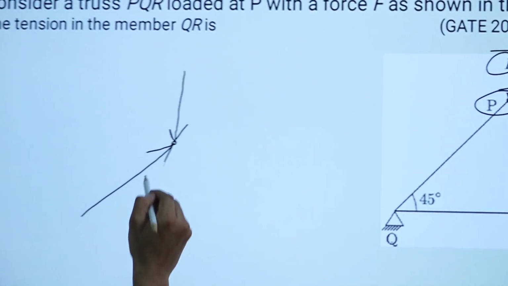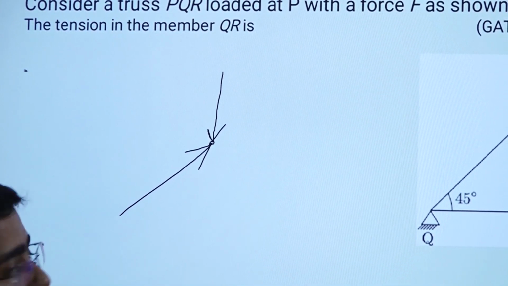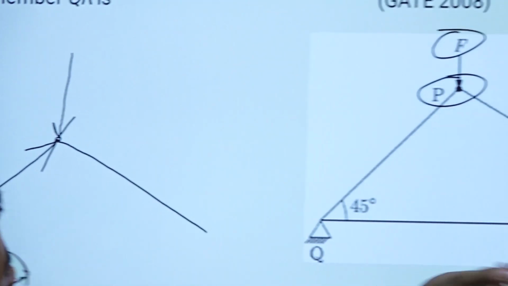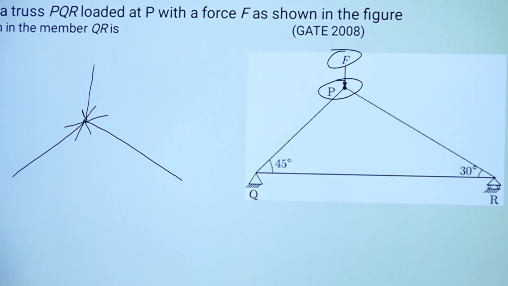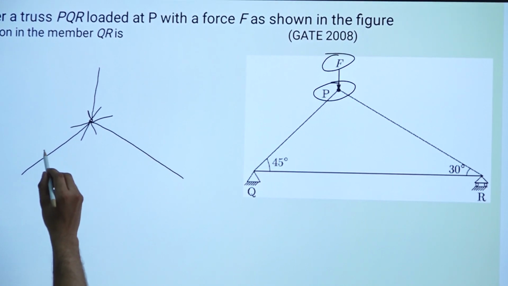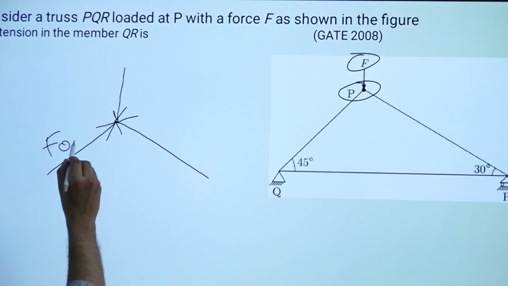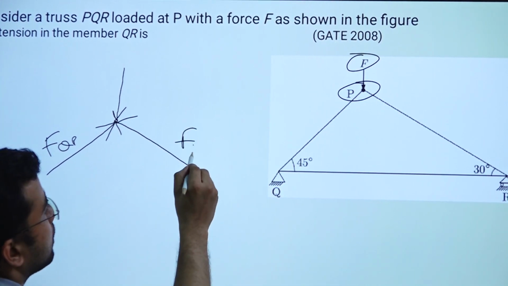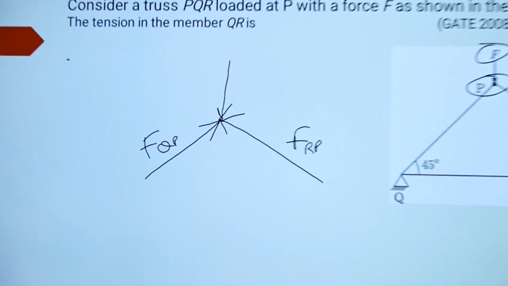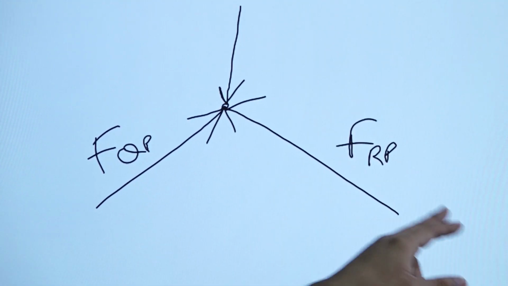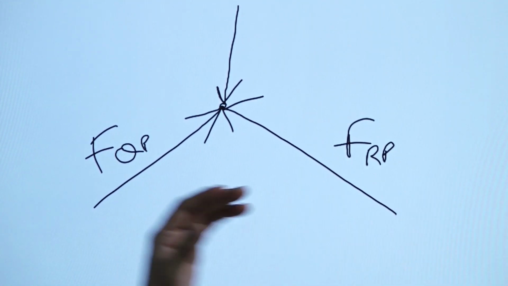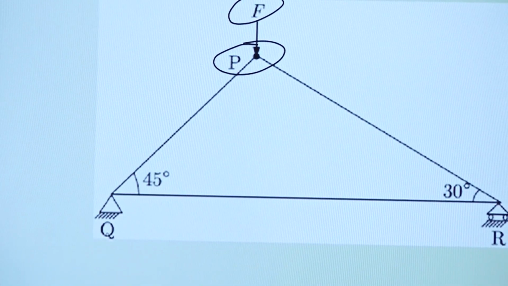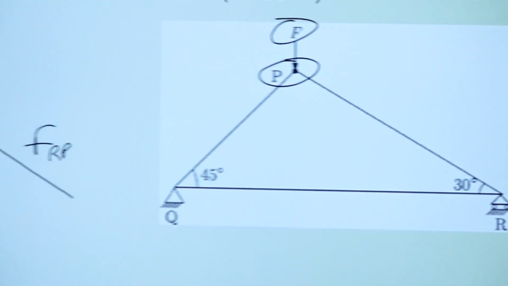This force F is acting here, and some force will be acting because of this PQ. Suppose that is acting in upward direction, I am just assuming it, and one force will be acting at PR. That will be in this direction. So we can call this force FQP, and this force FRP. What is the meaning of QP? Q to P. From Q to P, a force will be acting over this pin joint P in upward direction.